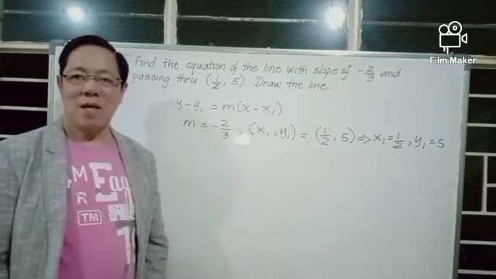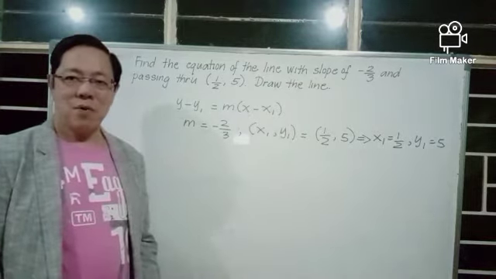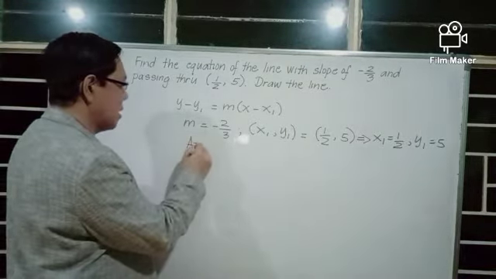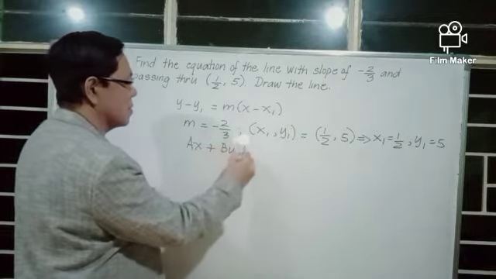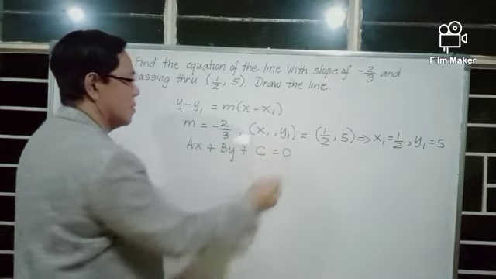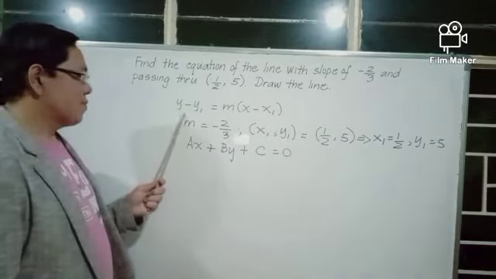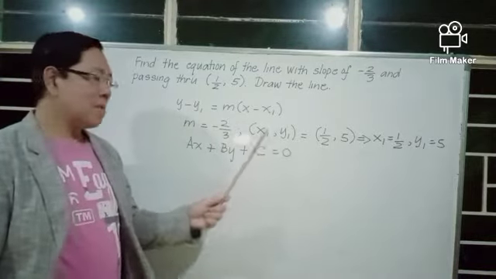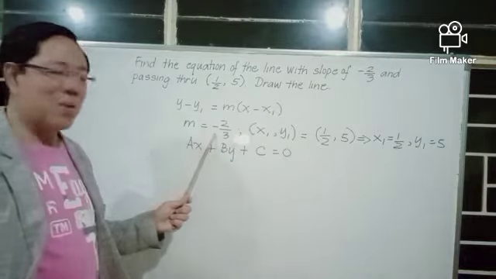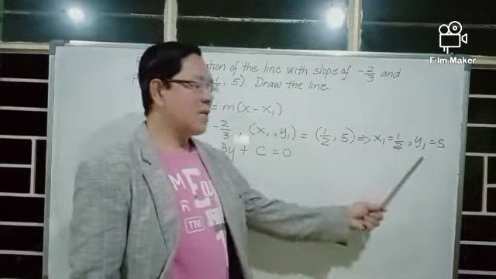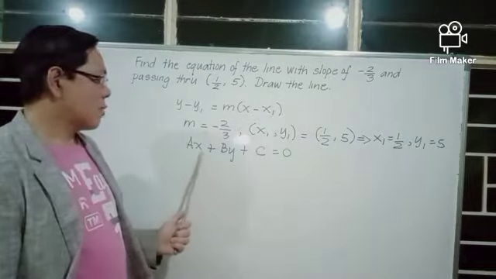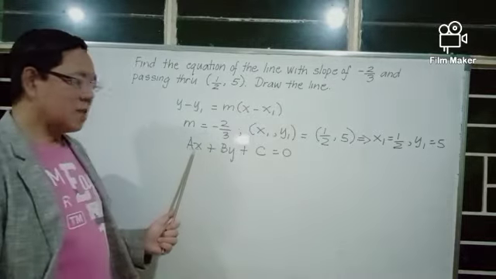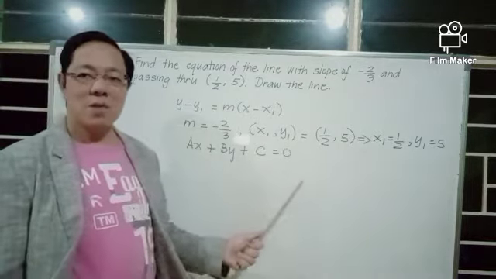And we write the equation of the line in standard form or general form, which is of this form: ax plus by plus c equals 0. We find the equation of the line using the slope-point form by substituting the given slope m and the coordinates of the given point. And we write the final answer, the equation of the line, in standard form, in this form, ax plus by plus c equals 0.